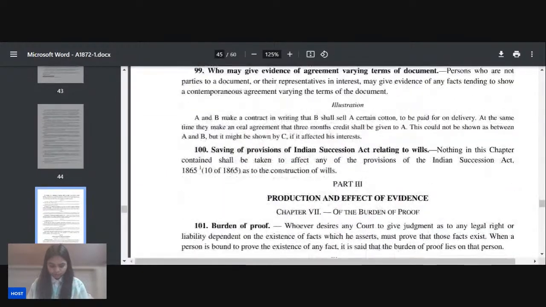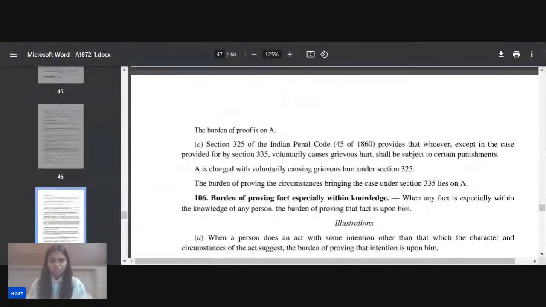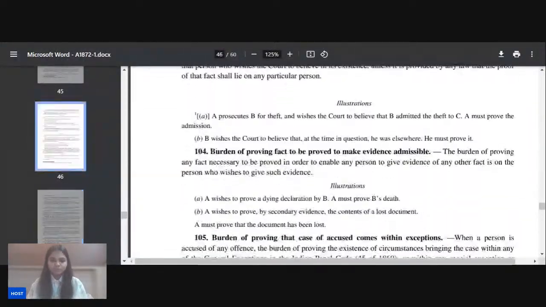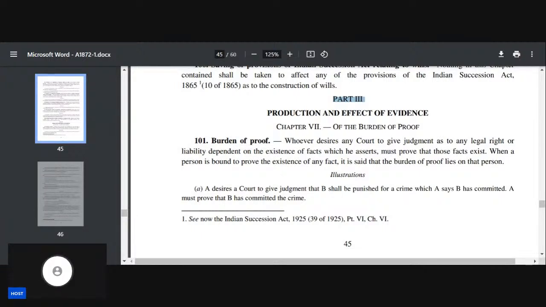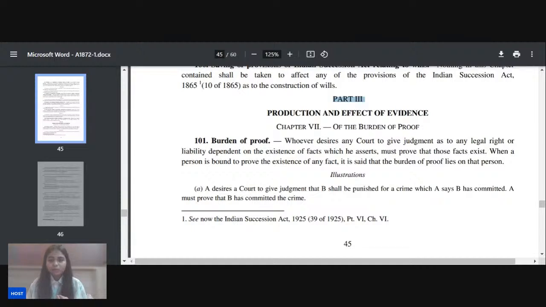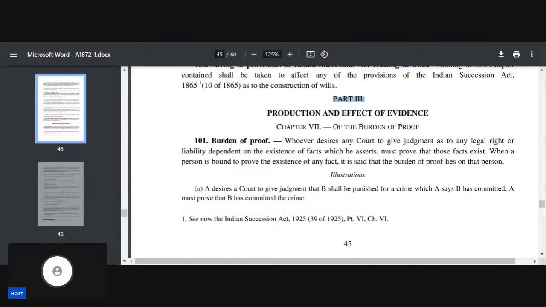Now coming to the most important part, which is burden of proof. Burden of proof is a very important chapter in Part 3, production and effect of evidence. If I show you one important part under production and effect of evidence, it is this chapter of burden of proof. It is a very, very important chapter. You cannot miss the sections here.